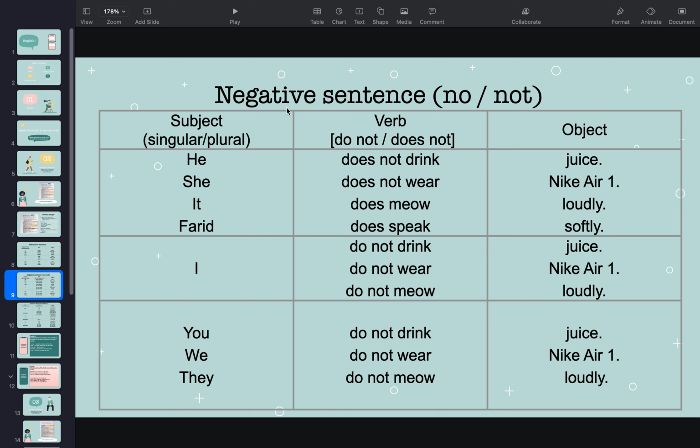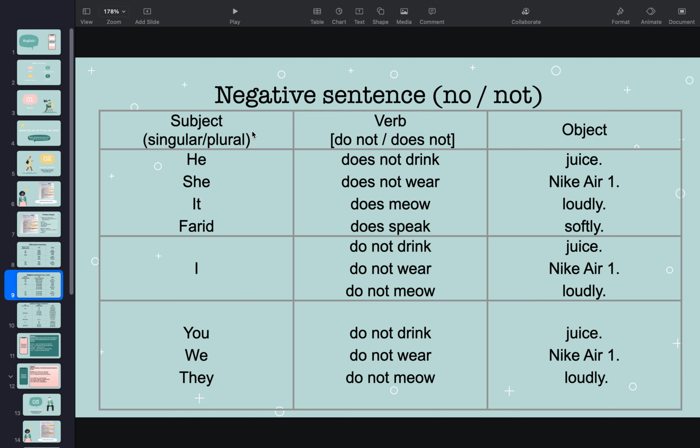Negative sentence. Ayat yang negatif ada perkataan no atau not. There's no or not in this sentence. Okay, now let's check out the subject. As always, there are two types, singular and plural. And then the verb, do not or does not. And then the object or the action.